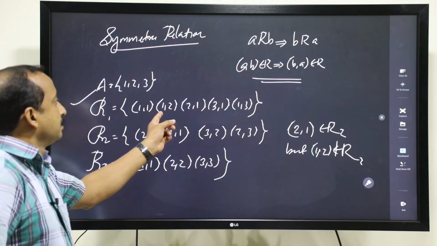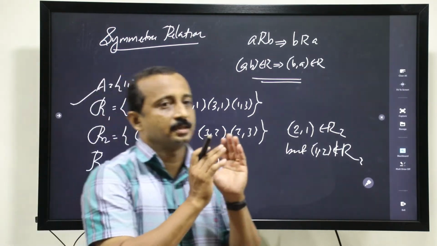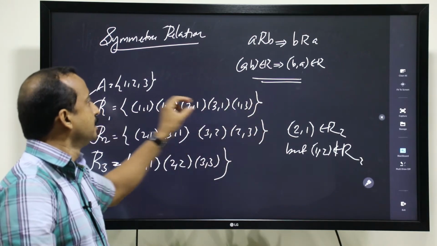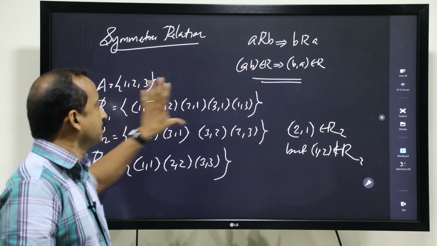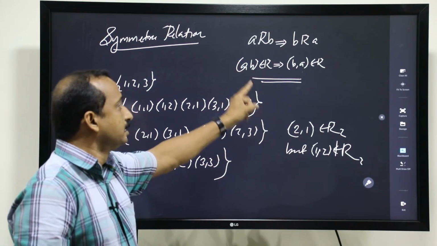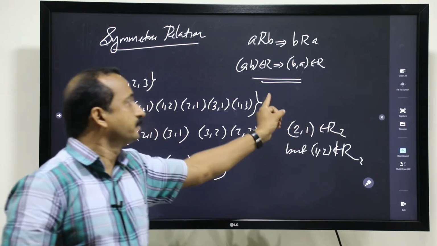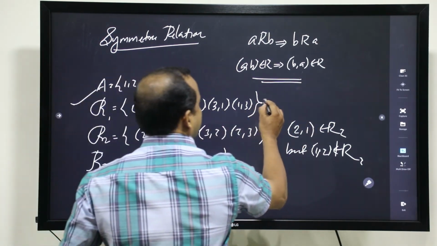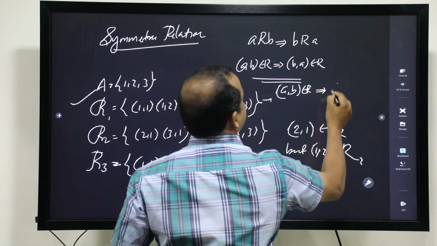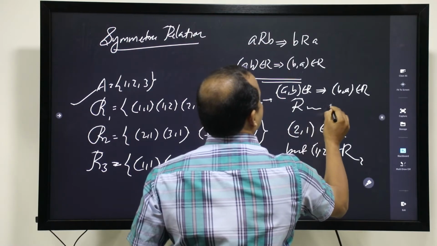Suppose the first relation R1 satisfies the symmetric condition, then we write the answer generally. That means here 1 1, 1 2, 2 1, 3 1, 3 3. That means the symmetric condition is satisfied by this relation. Therefore we write the answer as AB element of R implies BA element of R, and therefore R is symmetric.